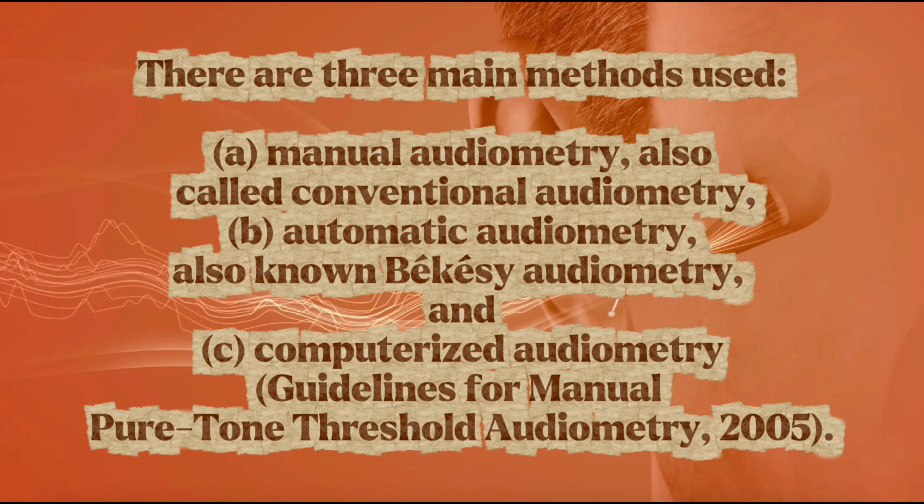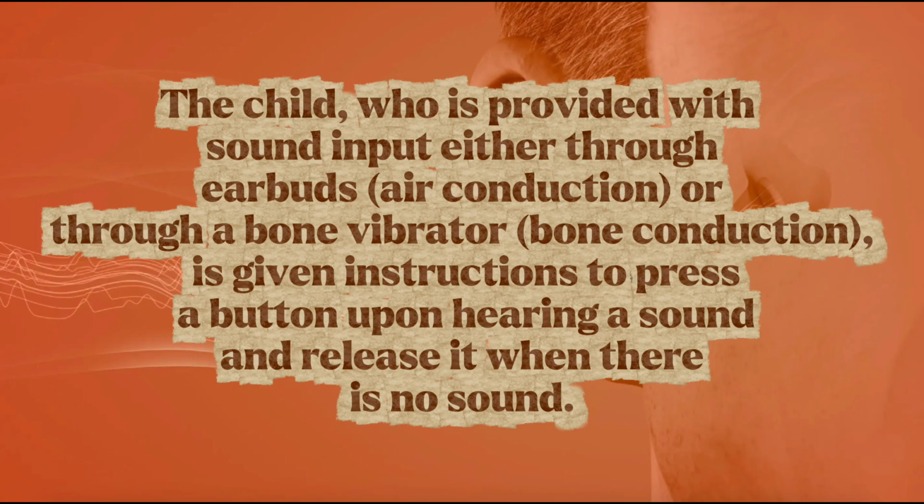The child is provided with sound input either through earbuds, air conduction, which is transmitted through the air, or through a bone vibrator, which is transmitted through the skull bones. The child is given instruction to press a button upon hearing a sound and release it when there is no sound.